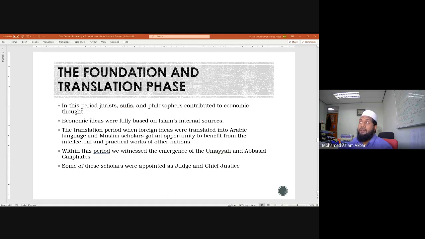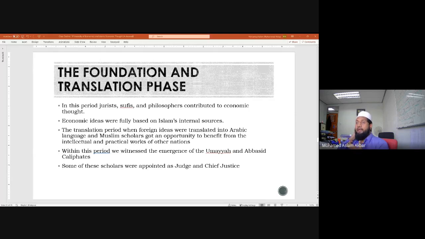It is not like external sources like Greek, for example, where the Greek ideas come and then they started writing. No, because if you look into Imam Abu Yusuf's writing or Imam Shaybani's writing, you won't see any Greek ideology coming in. The Greek ideology all came later in the translation period. Right? Okay. So keep that in mind.